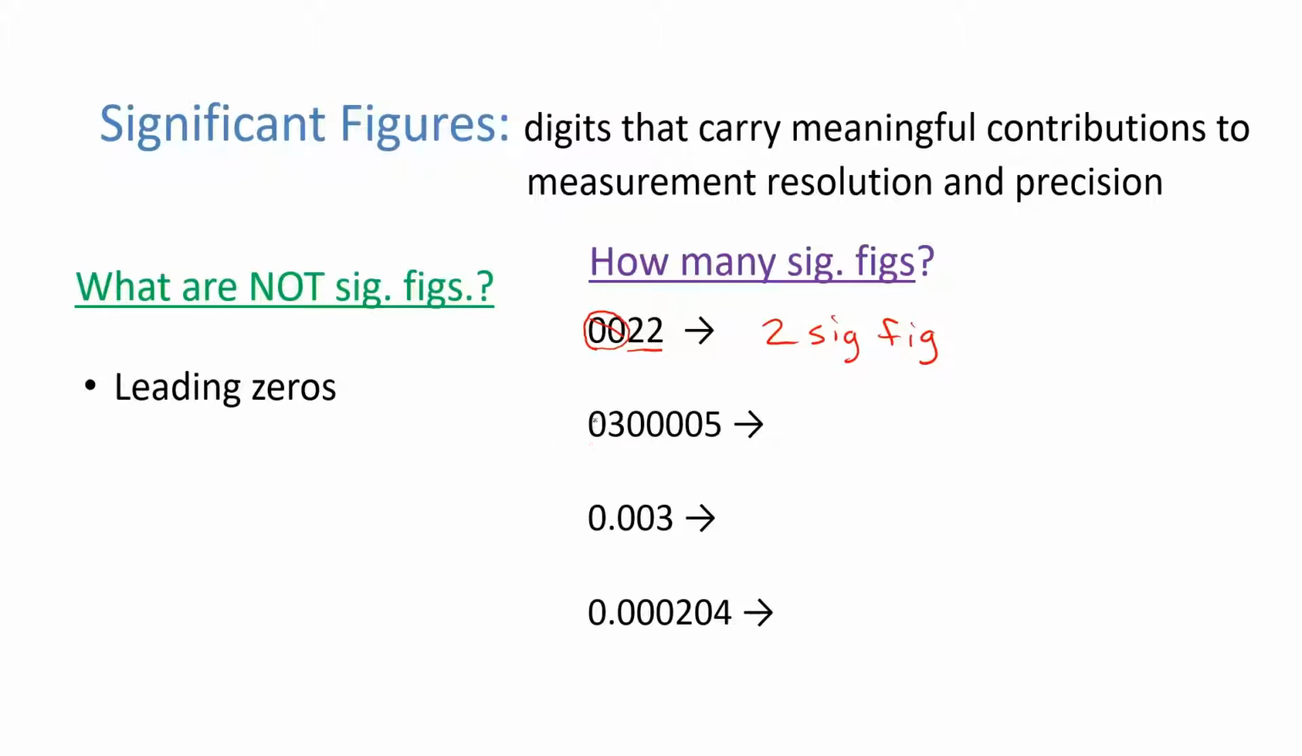In the second example, there's one leading zero, and we have our first non-zero value. The rule is, though, that zeros in between non-zero values are considered significant. So in this number, we'd have a total of 1, 2, 3, 4, 5, 6 sig figs.